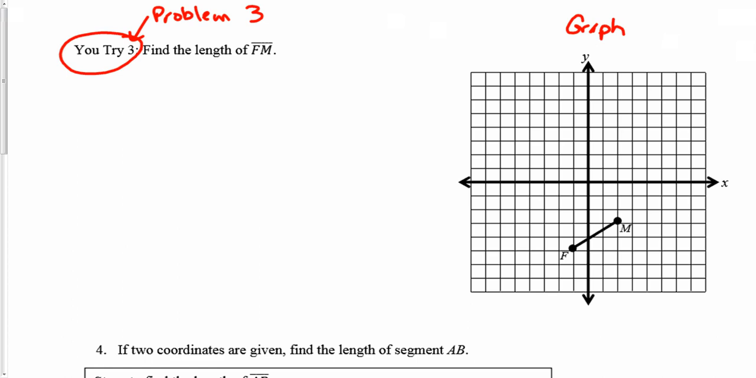Whenever you see a You Try, what I want you to do is pause the video. You complete the problem in its entirety. You do it all by yourself. Feel free to look back at your notes, what you just did, because that's what this is about. But you pause the video, complete the entire problem. When you play the video again, the solution to this problem will be shown. So please pause the video here to complete You Try 3.